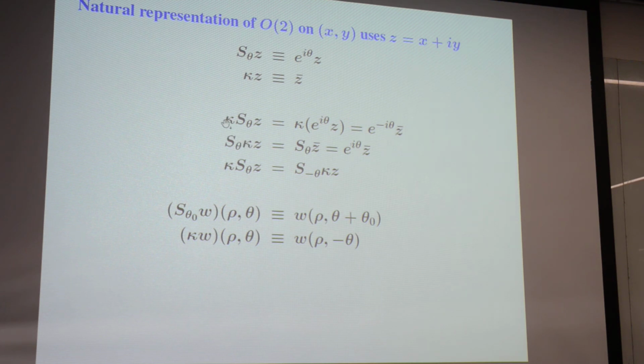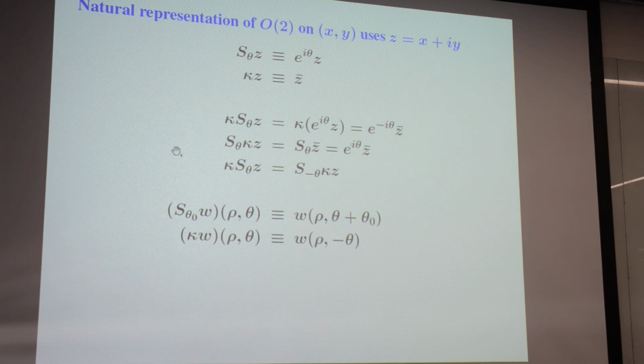Let's look at kappa s theta. Let's do s theta on z and then kappa. So doing s theta gives us e to the i theta z. Doing kappa on this number tells you to take the complex conjugate. We know that the complex conjugate of a product is the product of the complex conjugates, so you get e to the minus i theta and z bar.